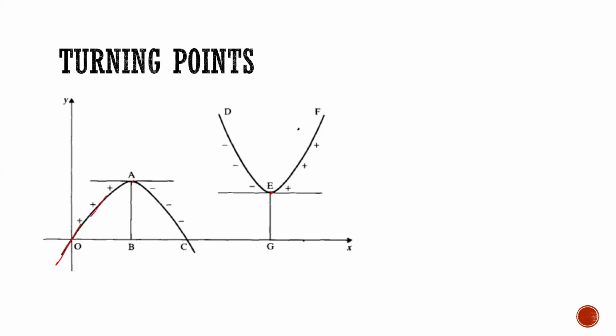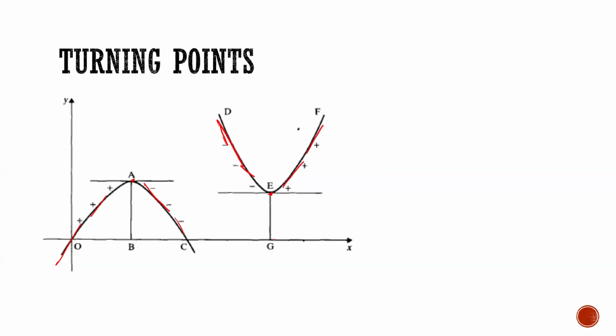If we had a tangent along there, you can see that these are tangents with positive gradients until point A, where the tangent at point A has a gradient of 0. And then as the curve progresses, the gradient becomes negative. Notice that for point E, it's the other way around. So we have negative gradient tangents until point E, where the gradient of the tangent is 0, and then positive gradient tangents as it progresses.